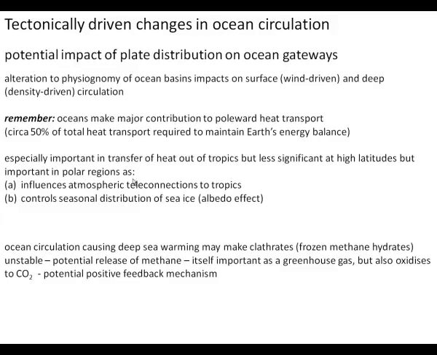And it's speculated that the warming at depth of the oceans, for example, by a changing distribution of ocean currents, could result in the release of such methane. Now, methane, of course, is itself important as a greenhouse gas, but over time and relatively rapidly it oxidizes to CO2, which stays even longer in the atmosphere. So we could have a potential positive feedback mechanism if these clathrates become unstable.